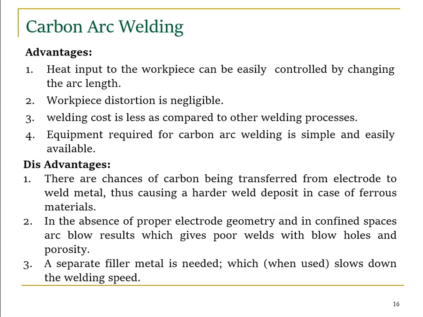The second: in the absence of proper electrode geometry, and in confined spaces, it gives poor welds with blowholes and porosity. So we need to use proper carbon electrode size and shape. If we don't use proper size and shape, the weld peak is higher in some places and lower in other places. It may differ. The third one is that a separate filler metal is needed because we use a non-consumable electrode, which slows down the welding speed. If you use filler metal, then the speed of the weld may be reduced. So these are some of the disadvantages.